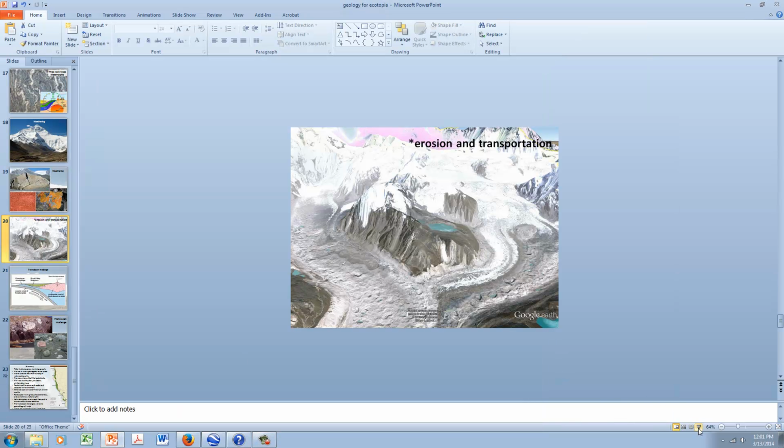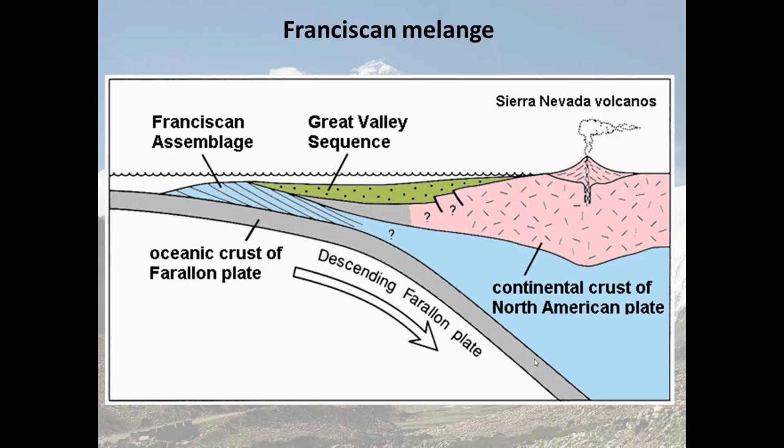Okay, back to our slideshow. The Franciscan melange. This is a cross section of California. We have the Pacific plate, here called the Farallon plate, being subducted, and the Great Valley is the Central Valley of California, and here's the Sierra Nevada, the granitic Sierra Nevada. All this stuff is part of the North American plate, and it's been moving in this direction and scraping off anything on any plate that is subducting. This stuff gets scraped off and then incorporated into the land.